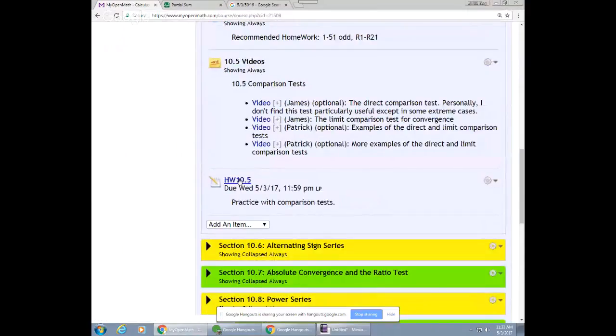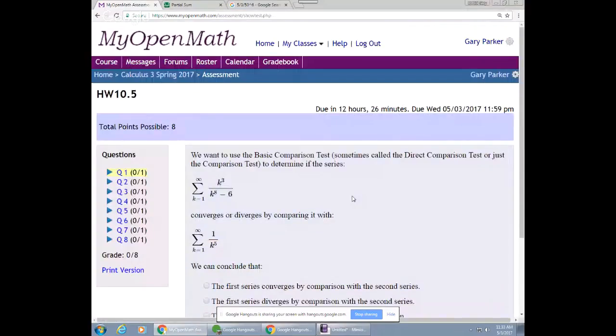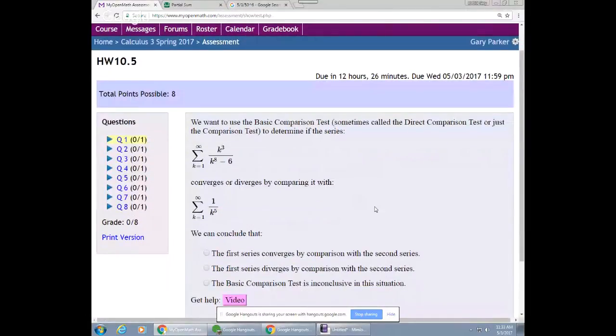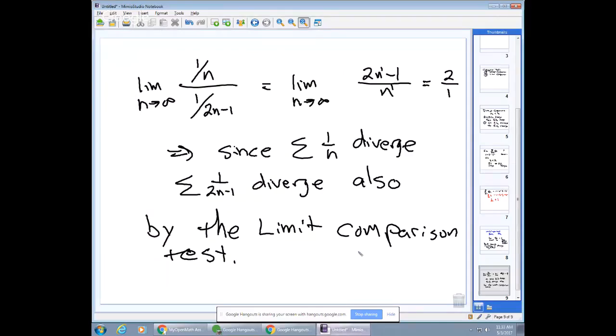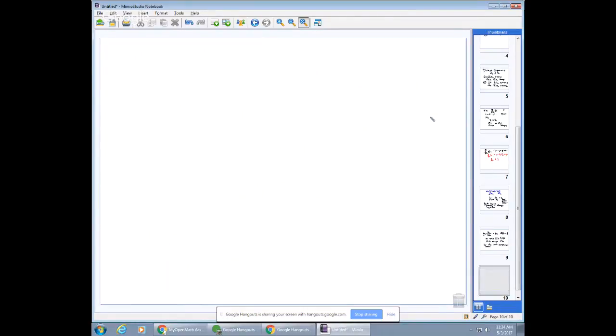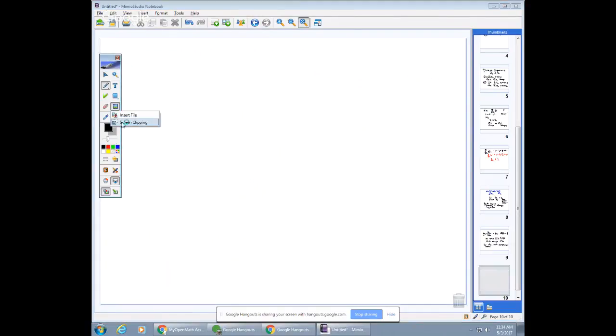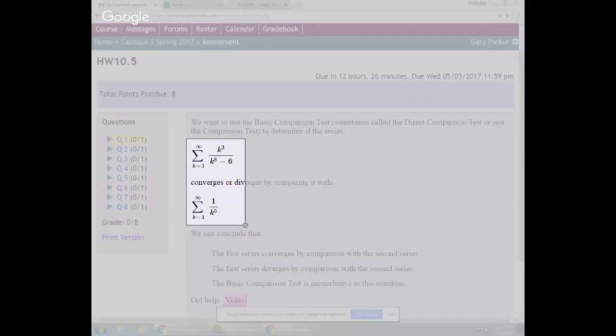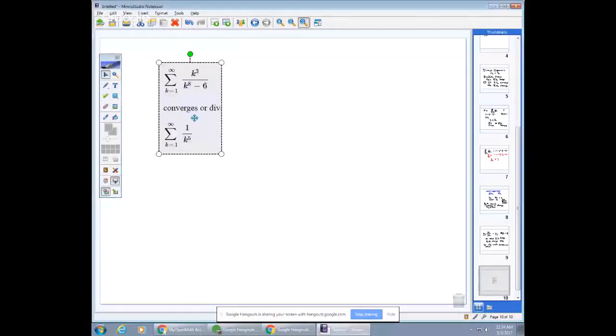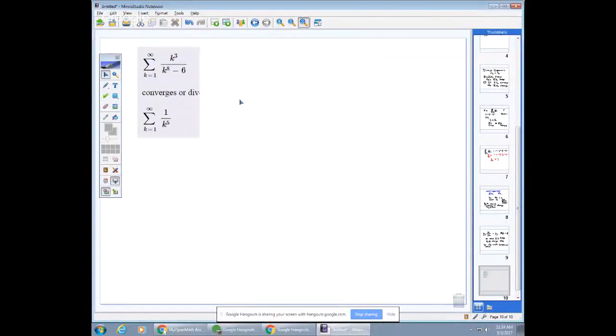All right, 10.5. In some of the homework, they'll give you the comparative series, some of them they won't, it just kind of depends. So here, they want us to compare this crazy series up there with that one down there. So let me grab that as a screenshot. All right, so we're gonna compare these two here.